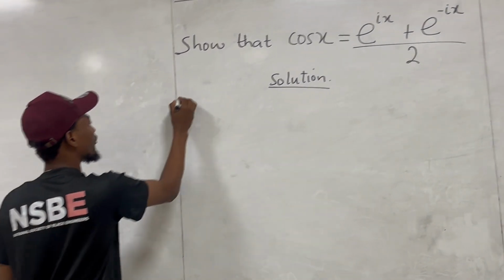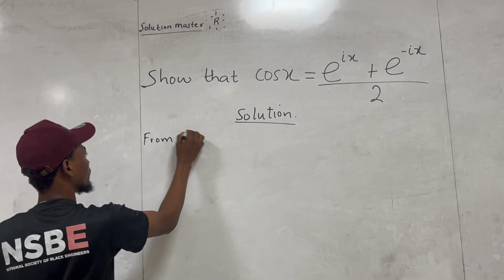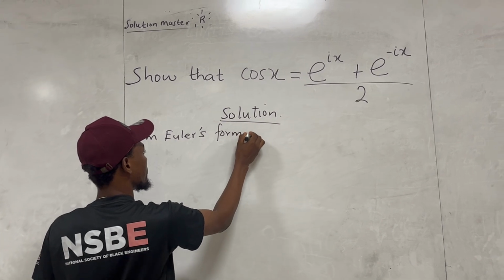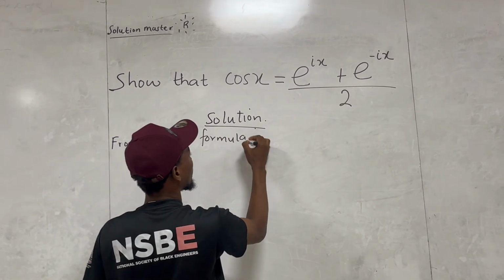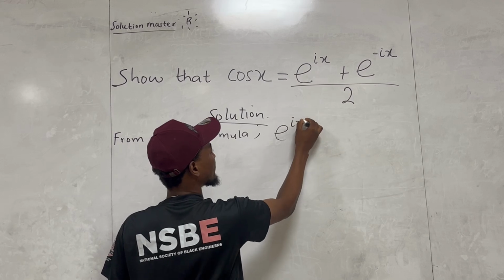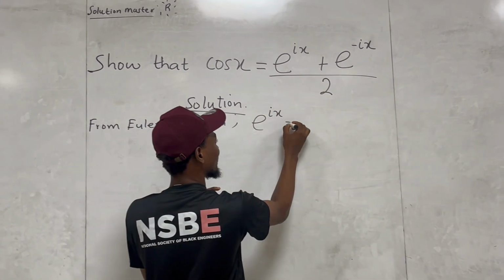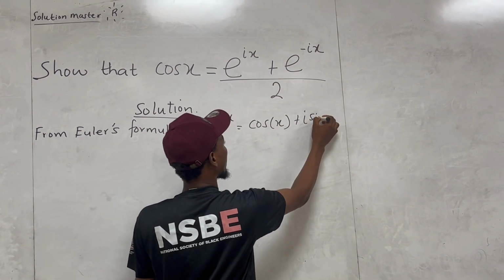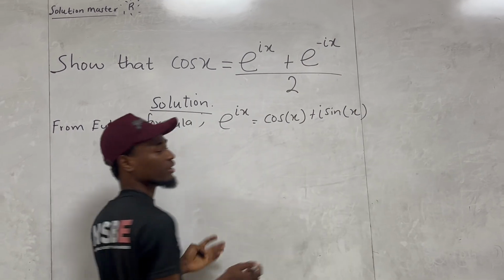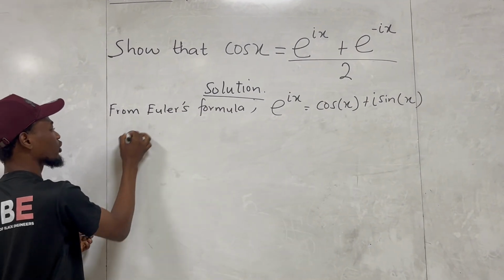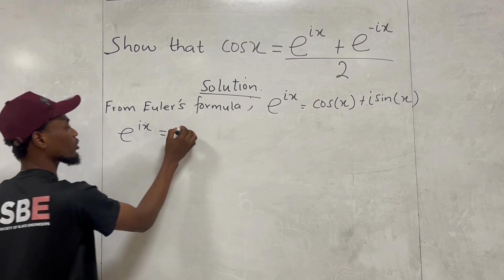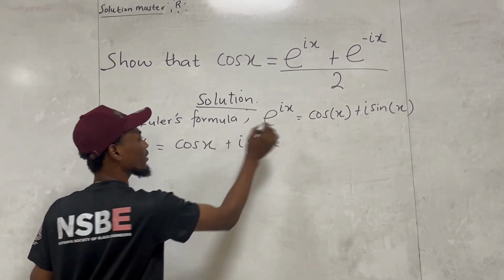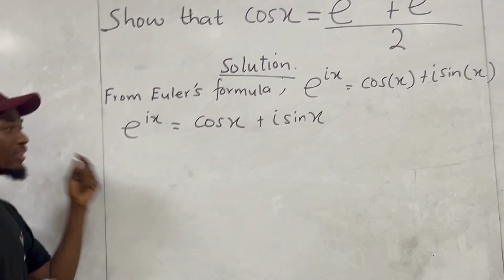We already know that from Euler's formula, we know that e to the power ix equals what? Cos x, then plus i sine x. Is that not so? So e to the power ix is equal to cos x plus i sine x, right?